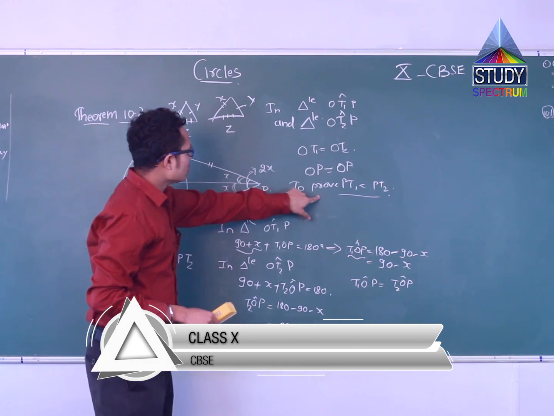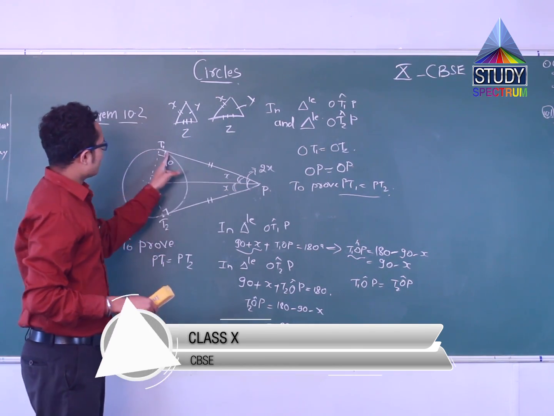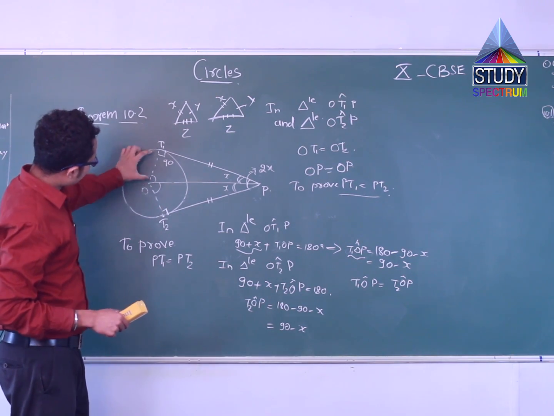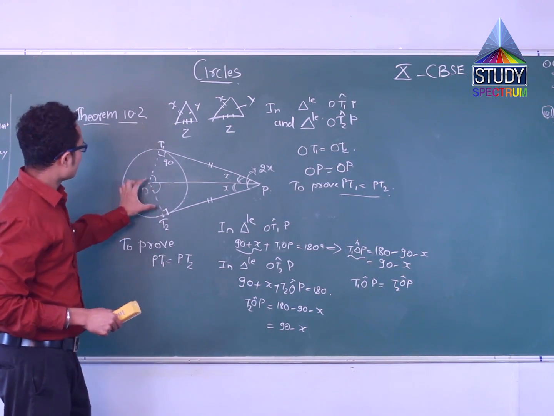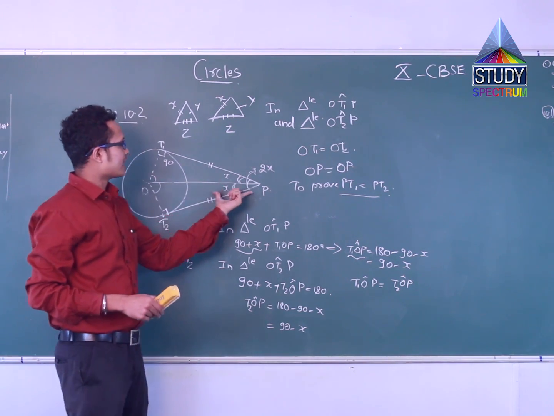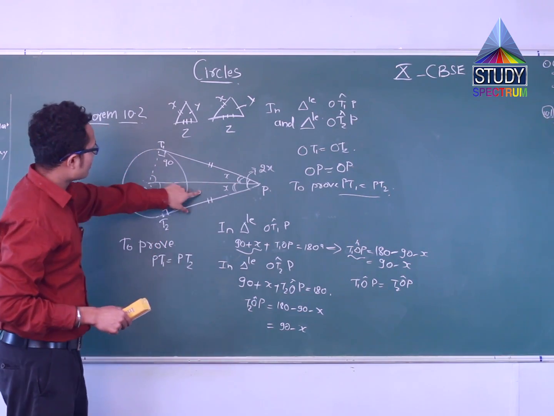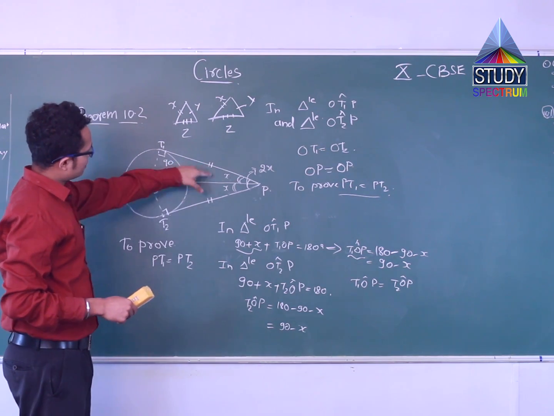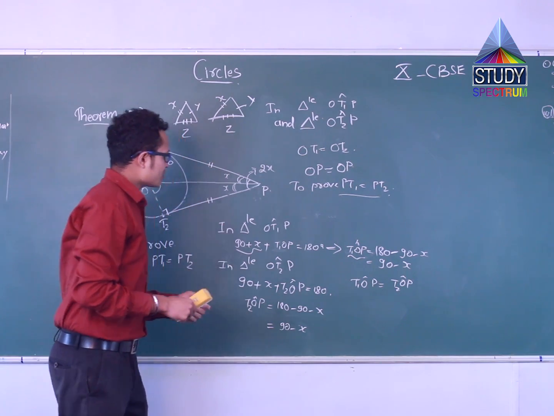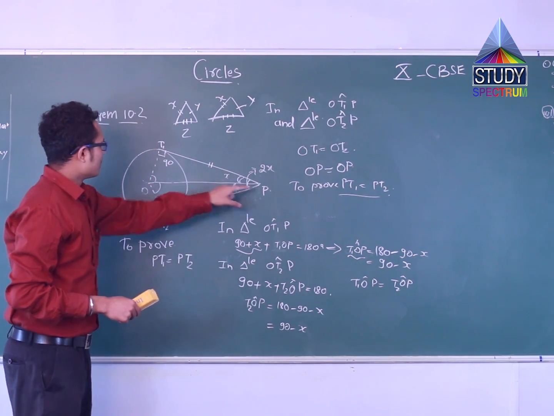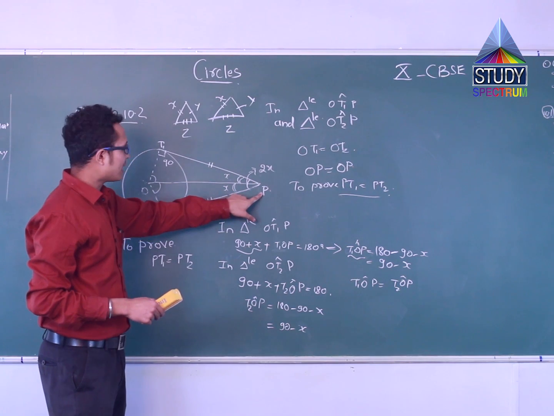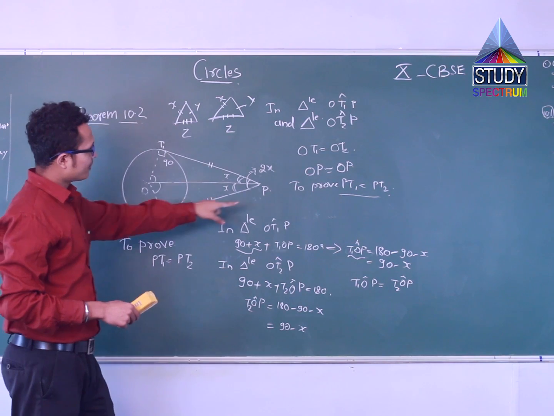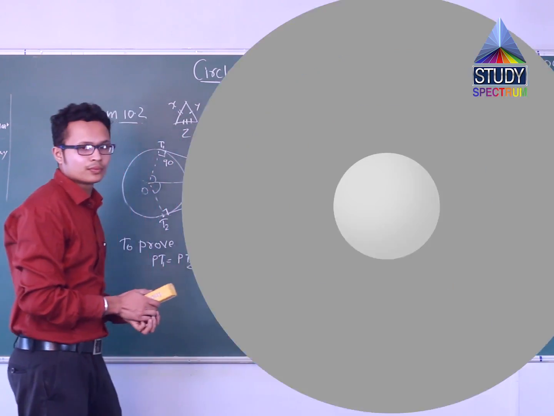Therefore I conclude that PT1 is equal to PT2, because these two sides OT1 and OT2 are radii, so they will be equal, and OP is a common side to both the triangles. So PT1 is equal to PT2. Hence we proved that two tangents drawn from a point P external to the circle are equal in magnitude. PT1 is equal to PT2.